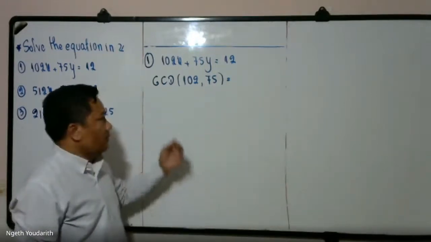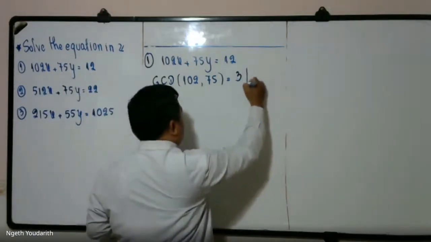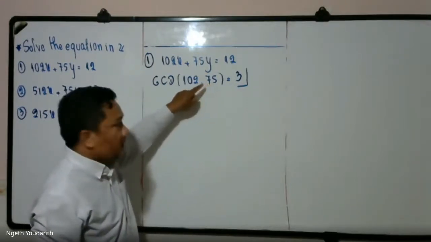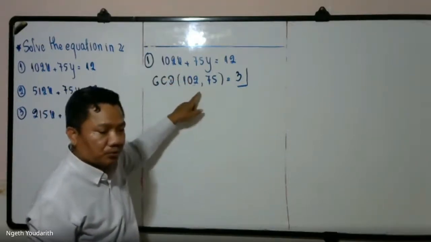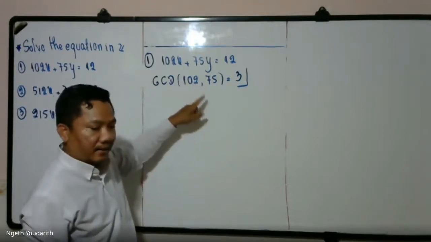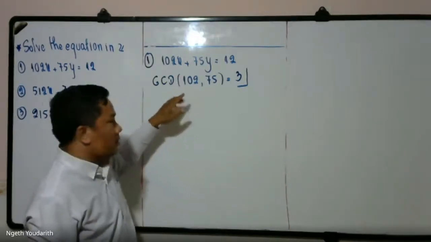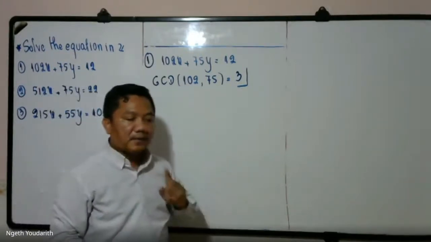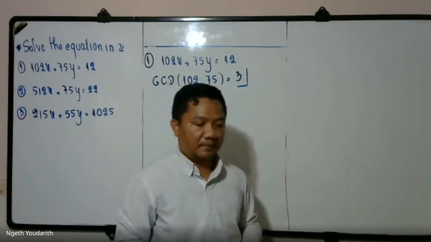And now we see this one is three. But when you find the GCD in this way, it is very difficult to find x0 and y0. If you want to find x0 and y0, you should find the GCD by the Euclidean algorithm. First, I want to ask you, what is the Euclidean algorithm and what is the form of Euclid?